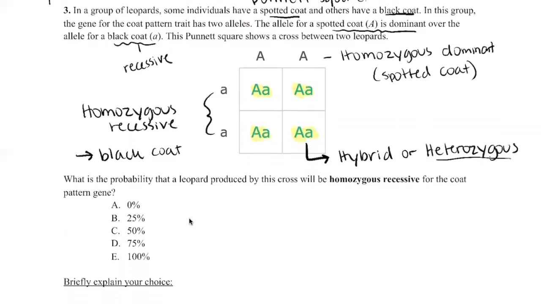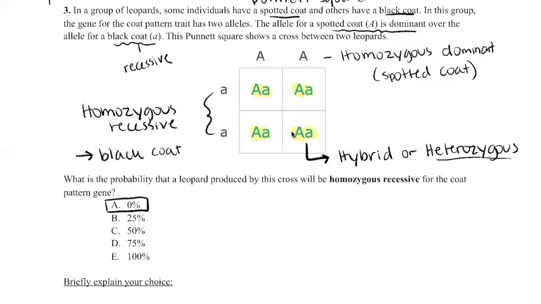So, when we look at this question, what is the probability that a leopard produced by this cross will be homozygous recessive for the coat pattern? This isn't meant to trick you. There is no possibility, based on the square that we see here, of having homozygous recessive. We never see 2 lowercase letters as a possibility in this square. Because of that, the answer is simply 0%.